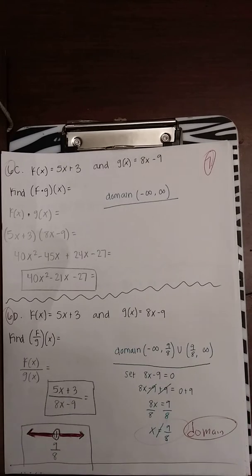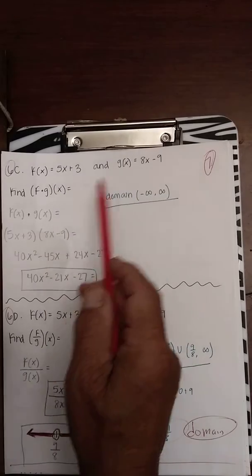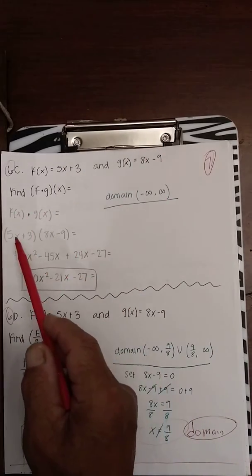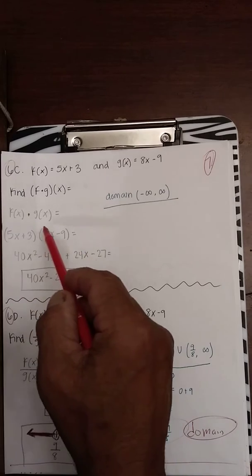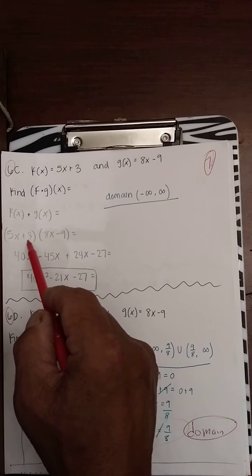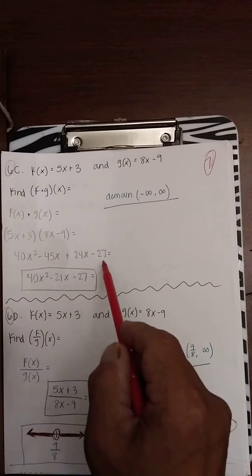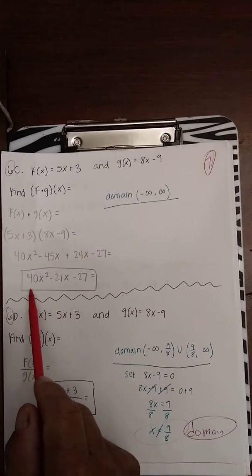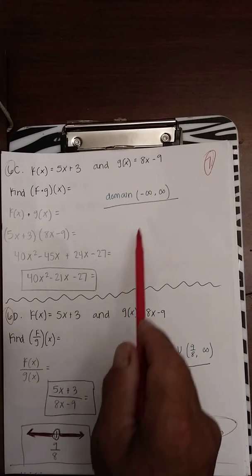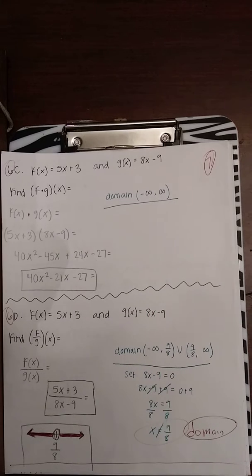Alright, next one. f times g of x. So f of x is the same thing, times g of x. Multiply f of x and g of x, so we're going to do FOIL. 5 times 8 is 40x squared. 5 times negative 9 is negative 45x. 3 times 8 is 24x. 3 times negative 9 is negative 27. Put these two numbers together in the middle. We have 40x squared minus 21x minus 27. Domain, negative infinity to infinity again.